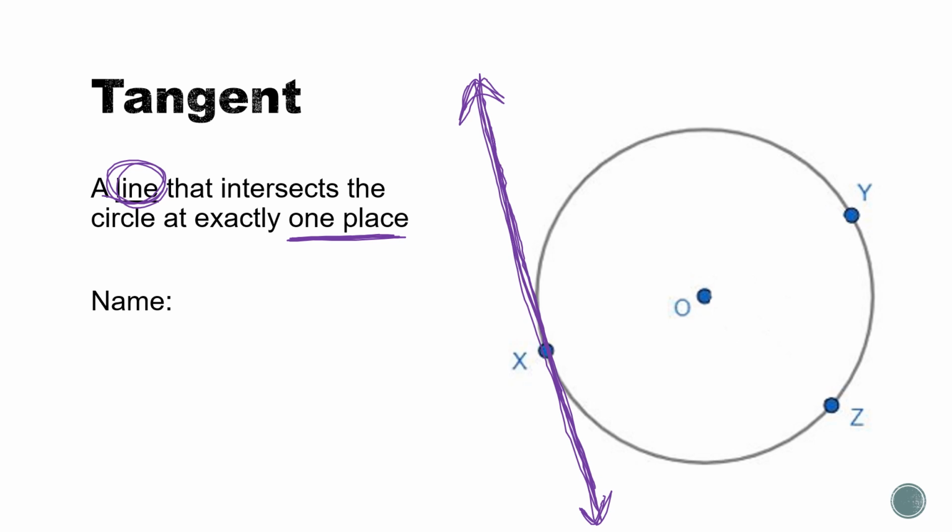So how you would name it, you would use 2 points on the line. I'm going to add a point since we don't have a point out here and call that A. So this would be AX, again with our line symbol above it. So a tangent touches in one place, a secant touches in 2 places.